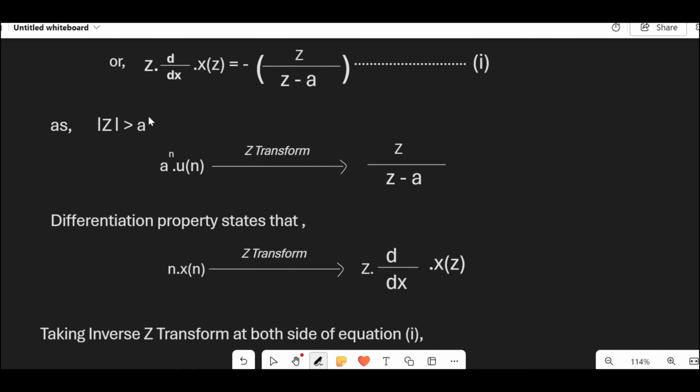As modulus of z is greater than a, given in the question, we have to consider the right-sided sequence, and here we use u of n because u of n is a right-sided sequence. If we consider the Z transform of a to the power n into u of n, the answer is z by z minus a. The differentiation property states that for n into x of n, the Z transform is z into d/dz of X of z.